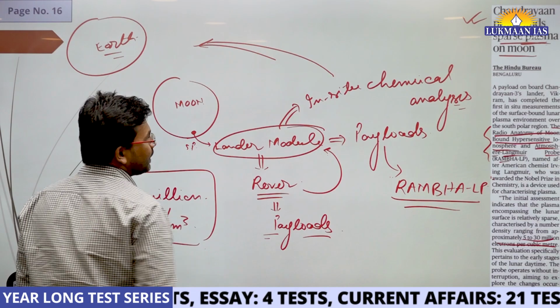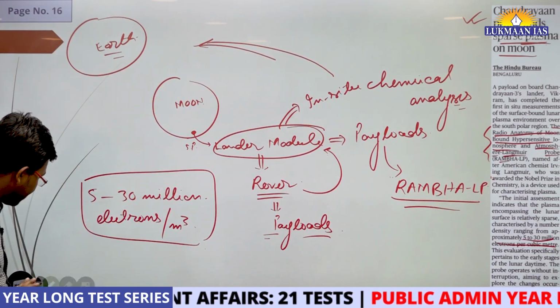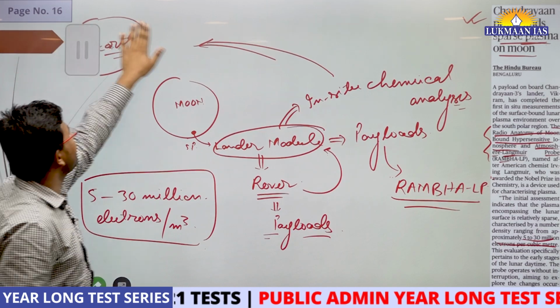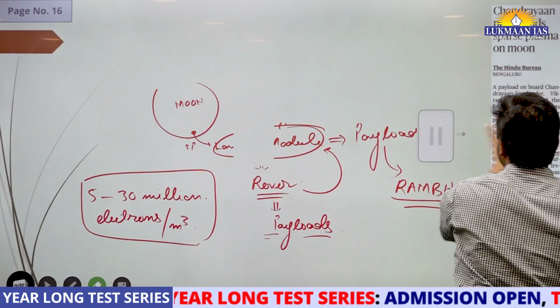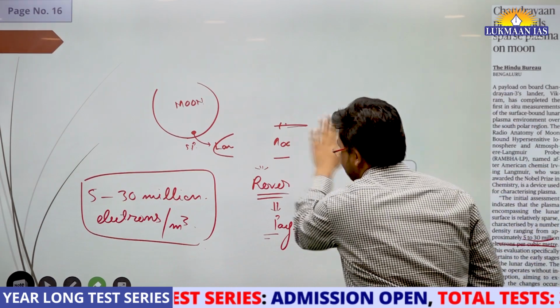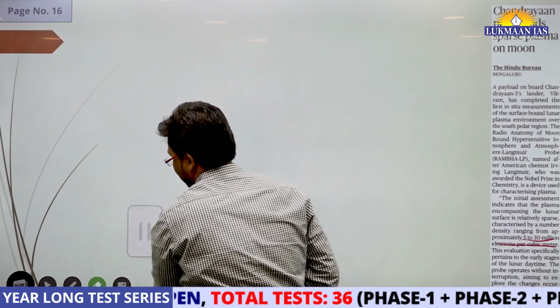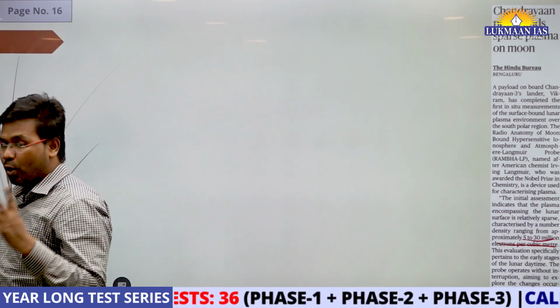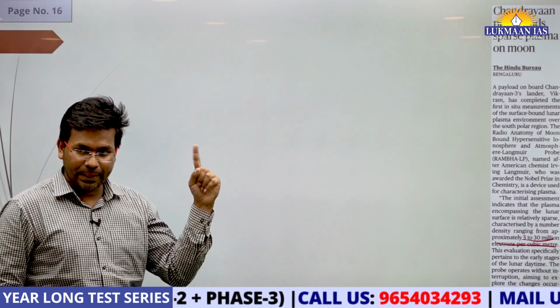Okay, so it has given us data that there is presence of sparse plasma on the surface of the moon. Yesterday also there was an article. In that article they have mentioned various kinds of minerals that they have identified on the surface of the moon. Okay, so two of the objectives of the Chandrayaan mission have already been accomplished.